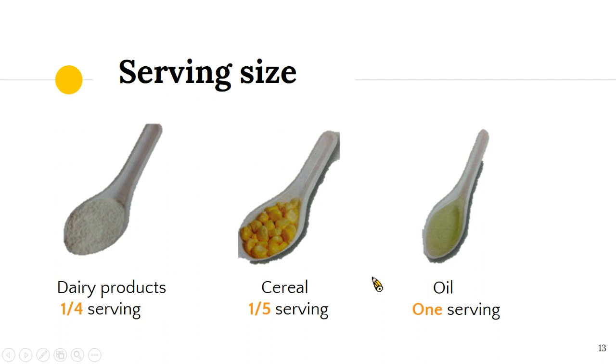The figure shows servings of cereal, dairy product, and oil. A disposable spoon of milk powder has 1/4 serving. In the middle figure, a disposable spoon of corn has 1/5 serving. The right side figure, a disposable spoon of oil, has 1 serving.